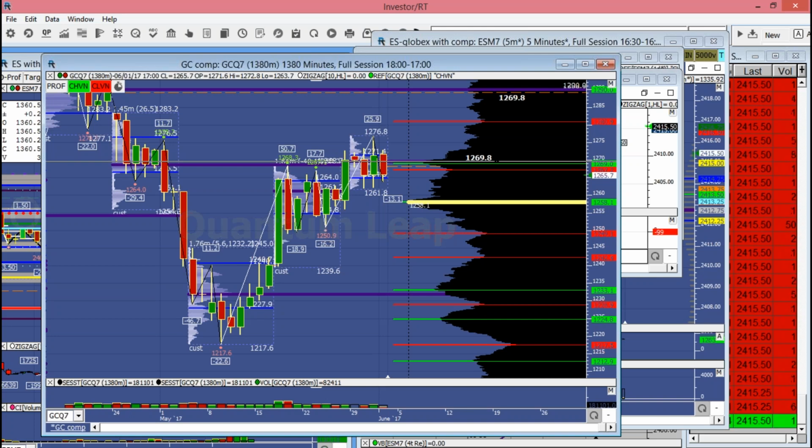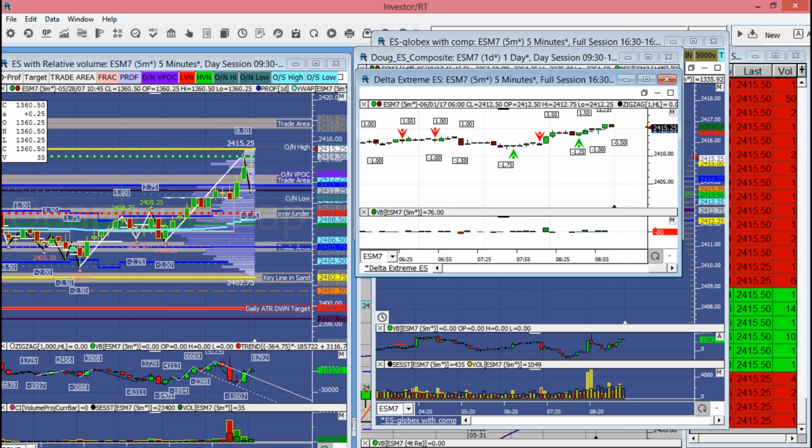It doesn't look like we're going to get a continuation pattern up. It looks like we've got more balancing or a possible move down to find late buyers down here at the composite VPOC. Anyway, that's going to complete our pre-market session.